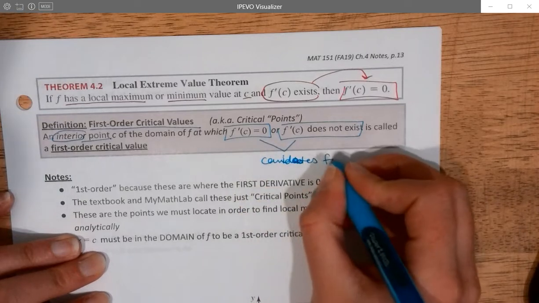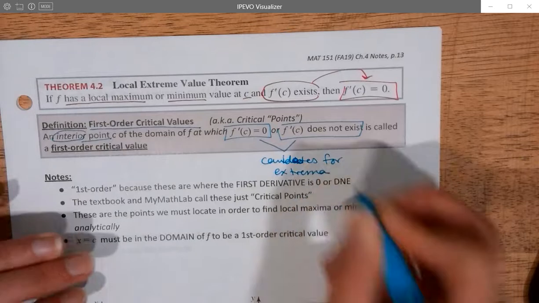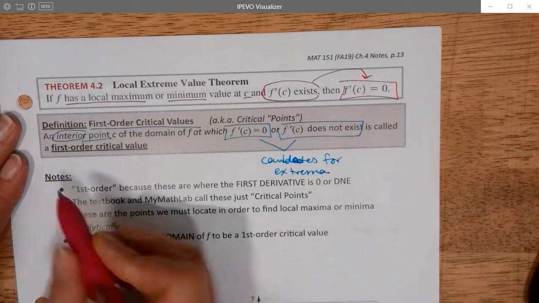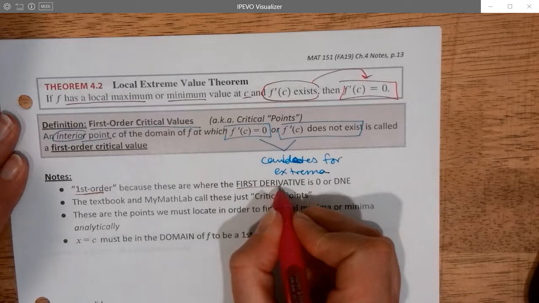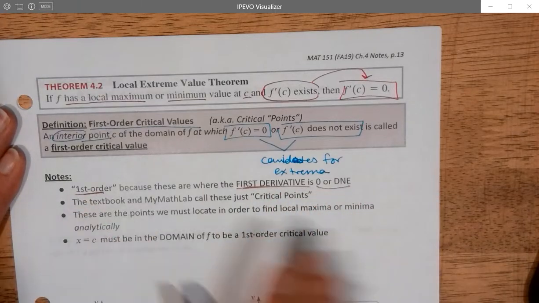We call these first order because they're where the first derivative is equal to 0 or doesn't exist. We will later talk about second order critical values.